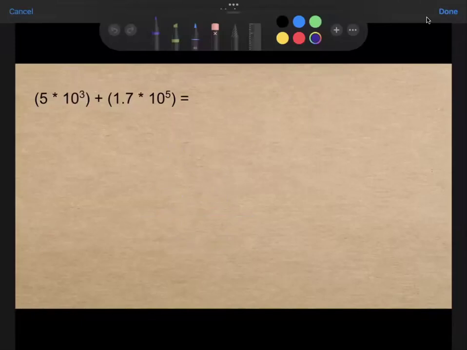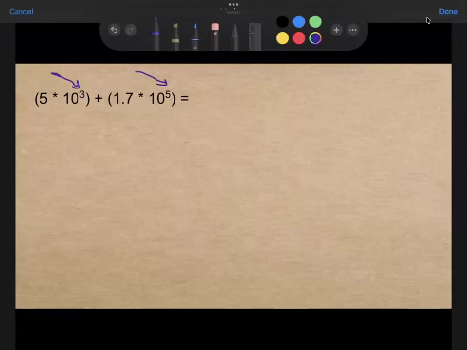Okay, here is our next one. We have 5 times 10 to the 3rd plus 1.7 times 10 to the 5th. So this is what I mean when we have different exponents. There are several tricks people can use. Some people like to adjust it so that both of them are to the 3rd or to the 5th. But what is easier for me is to rewrite each of those in standard form, add them together, and then rewrite it in scientific notation. And that way you know it's correct.